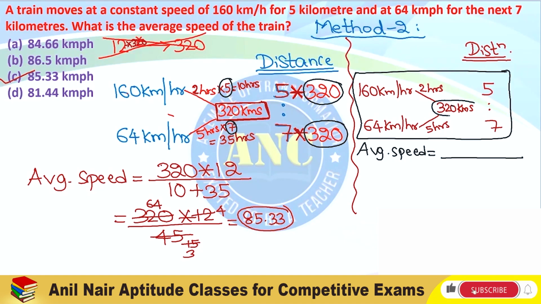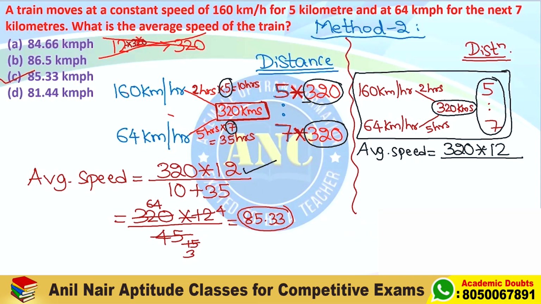Total distance is whatever the assumed distance of 320 multiplied by the sum of the ratios of the distances, 5 plus 7, 12. That is exactly what you got here. You don't need to write all these things in the examination hall, is what I am trying to say, you people. Divided by total time.